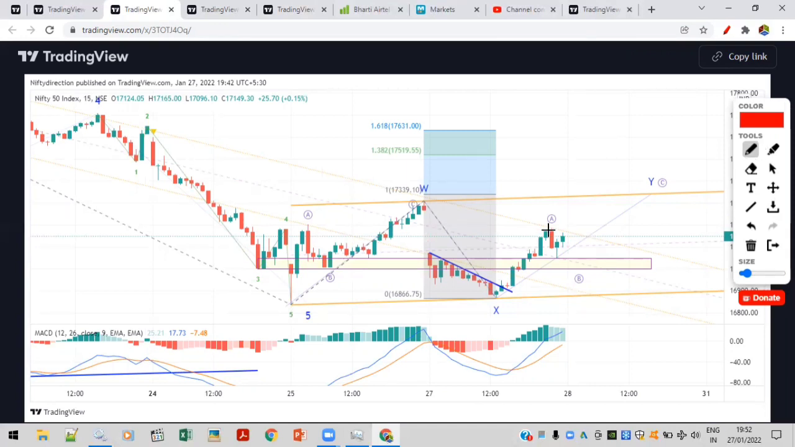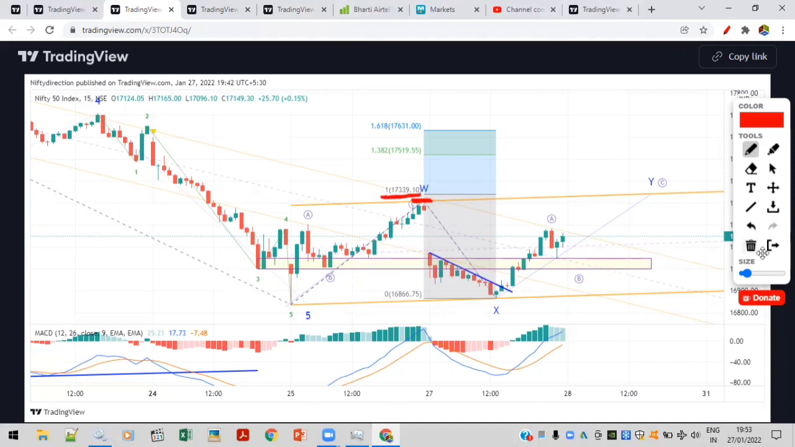Once it completes this B wave, it is likely going towards C wave at 17,340, and if it breaks this channel, then look for 17,520. But most likely it will drop from these levels itself. So let's see how it moves tomorrow. I'm expecting a break of this particular high. Then from this high it will go towards 17,300.